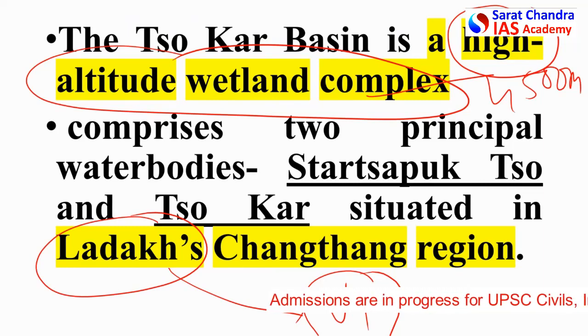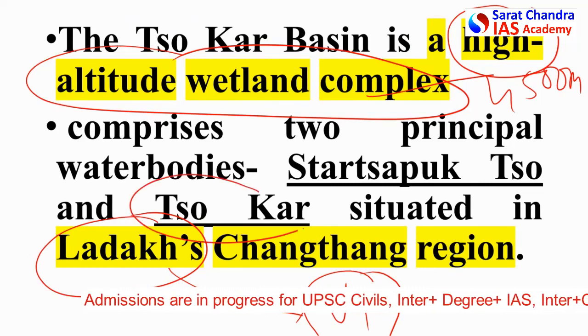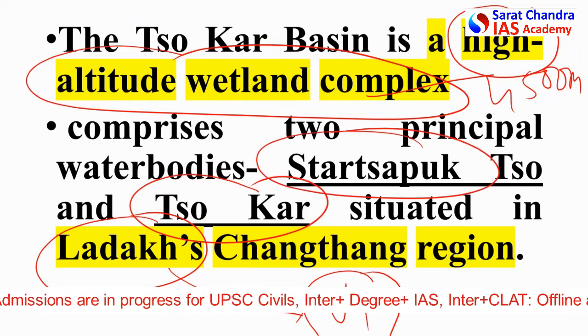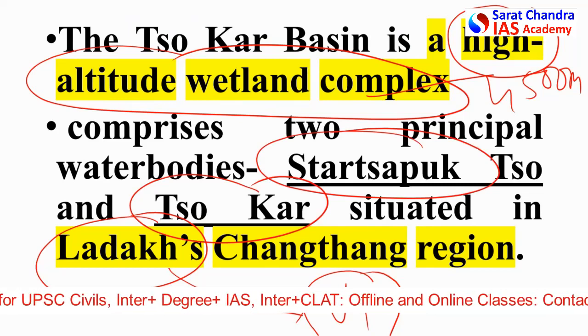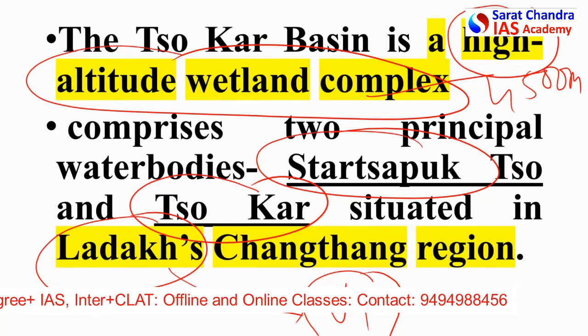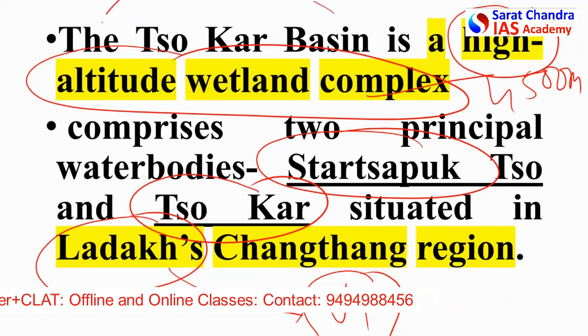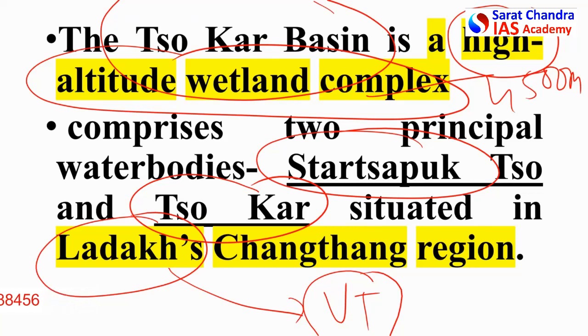So Tsokar has two principal water bodies. One is Tsokar, another one is Starspuk Tso. It just looks like Chinese, but don't worry about this, these are Chinese words. These two together make the Tsokar wetland complex. So the wetland complex has two major wetlands, one is Tsokar, another one is Starspuk. These are the two major water bodies in the Tsokar wetland complex.